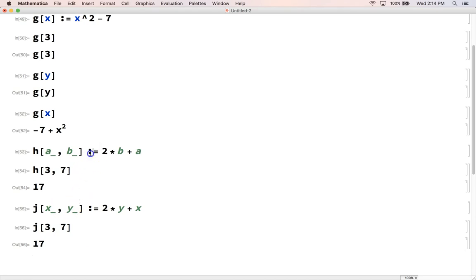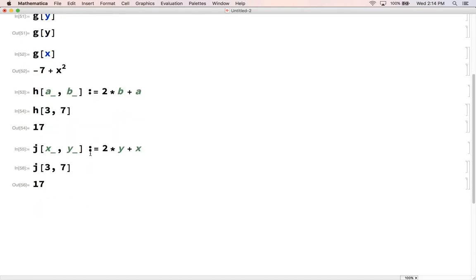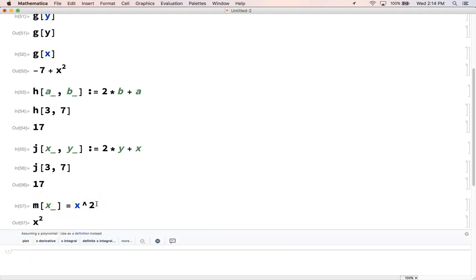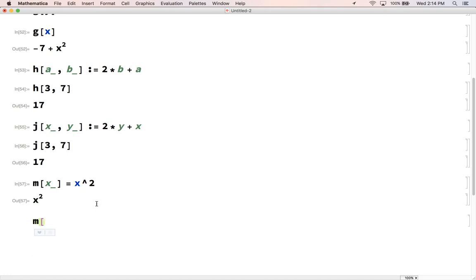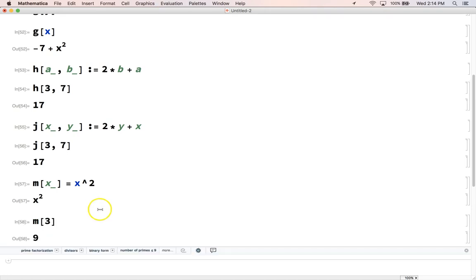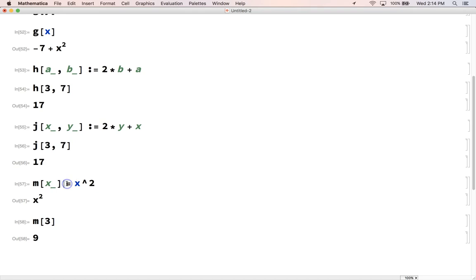What about the colon? Well, that's a little harder for me to explain. I have to come up with a little more artificial of an example. So just as an example, say I do m bracket x underscore equals x squared. So here I've forgotten the colon. And so say I do m brackets 3. So it seems like that worked fine without the colon before the equals, without the delayed assignment part.